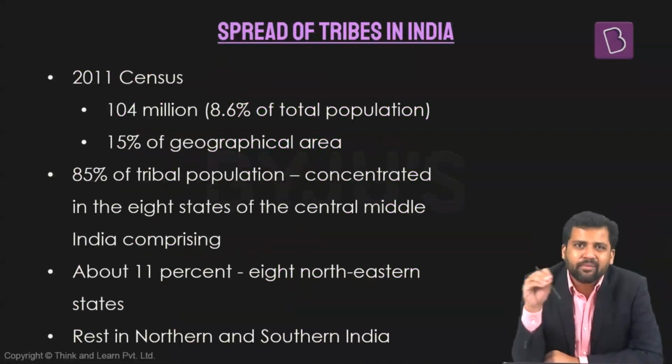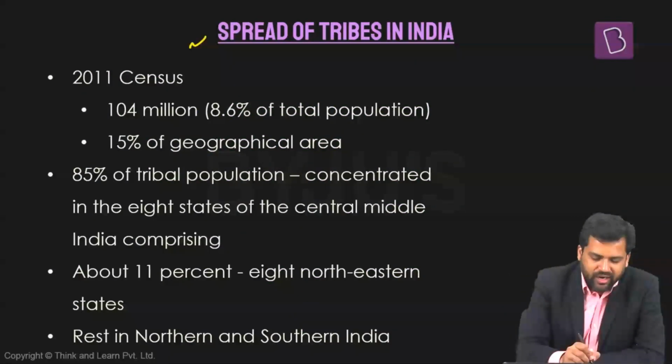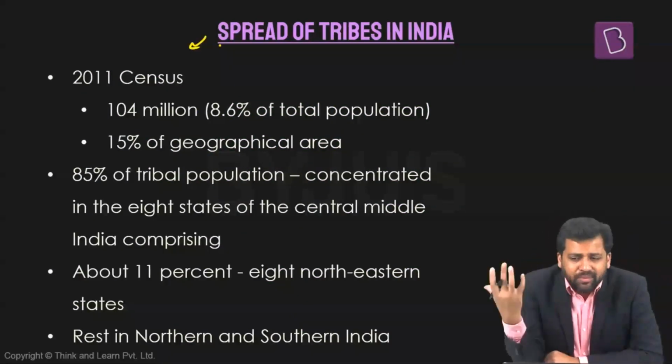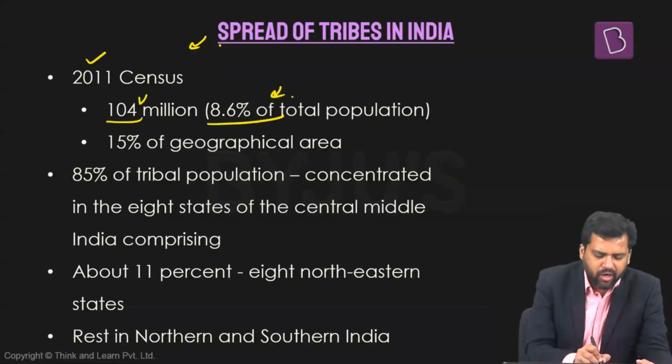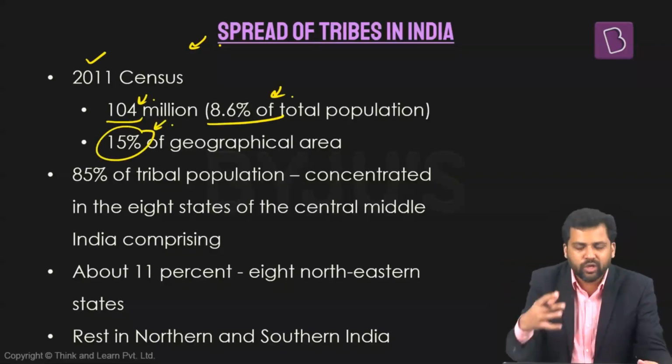And again, some of the variations that we saw, we'll look at some of the numbers for the variations. So let's look at it one by one. How many tribes are there in India, or what is the population of tribal members in India? As per the 2011 census, 8.6% of the total population is tribes, and the total number is around 104 million, and they are spread out over 15% of the total geographical area.